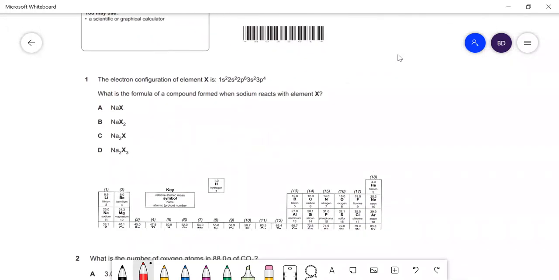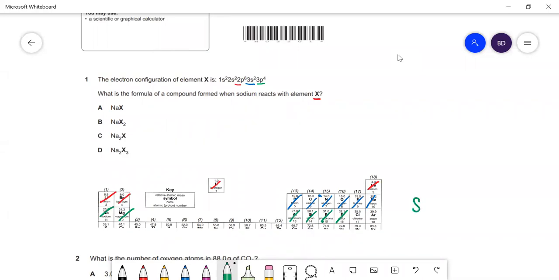Okay, the electronic configuration of an element. Well, they give you that here. What is the formula of the compound formed when sodium reacts with this element? Let's look at its electronic structure. We've got 1s filled, 2s filled, then 2p completely filled with 6 electrons, 3s filled with 2 electrons, and then 4 electrons in 3p. So 1, 2, 3, 4. We can see it is the element sulfur.